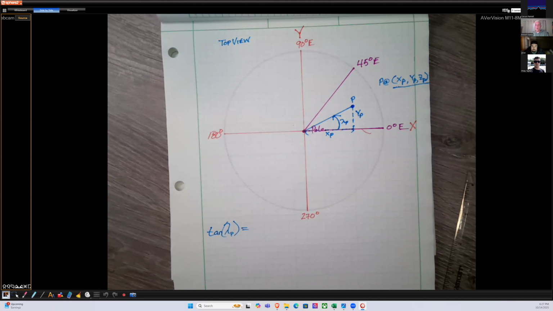Tangent, remember old SOHCAHTOA. What's the TOA? Opposite over adjacent. So it would be Y sub P over X sub P. Exactly. So if I wanted to know the longitude of P, I'd take the arctangent of both sides, right?